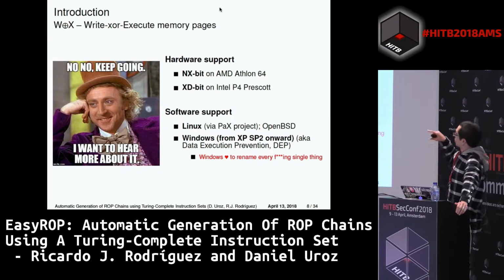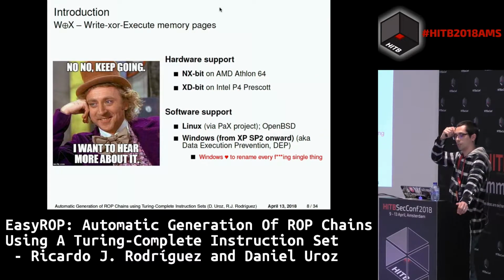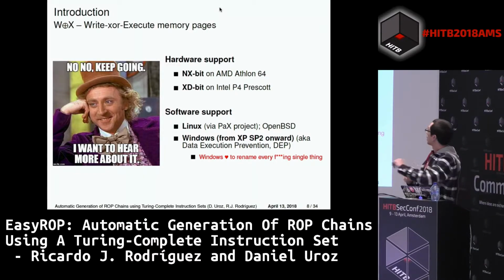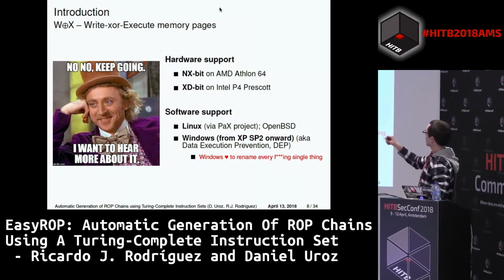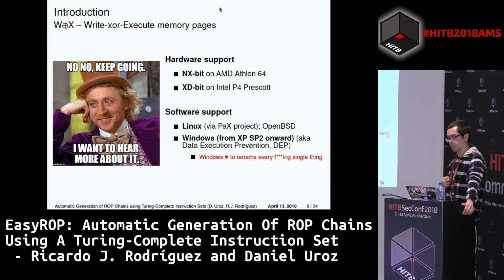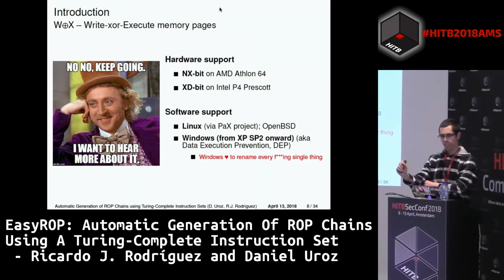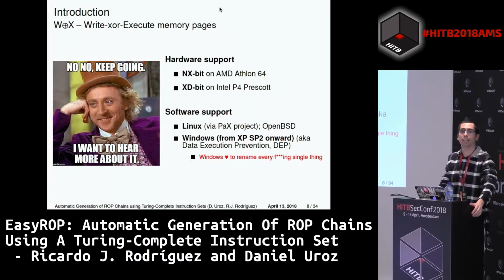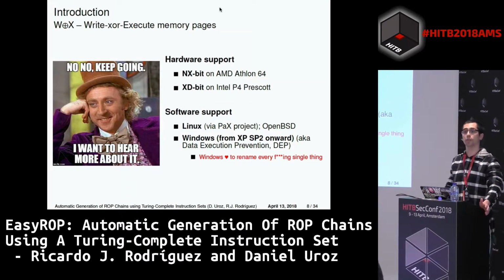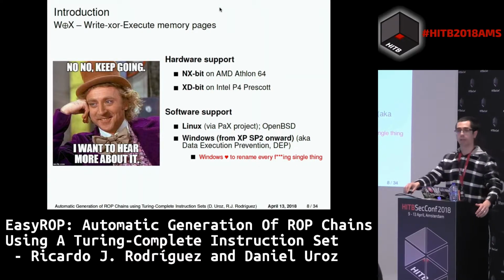Talking a bit more about write-xor-execute, there is hardware support. I don't know if you know these terms. In AMD it is the NX bit, and in Intel they call it the XD bit. Okay, this is the hardware support for write-xor-execute in memory pages. And there is also software support. We have it in Linux from the PaX project, which comes, by the way, from OpenBSD. And in Windows, they incorporate this defense from XP SP2 onwards. In Windows, write-xor-execute is called data execution prevention. Maybe you know this term more. Okay, I don't know why, but Windows, you know, guys, are always renaming every single thing. Okay.